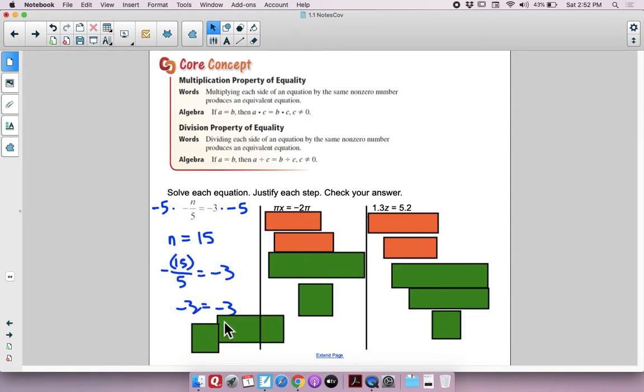You end up getting negative, and then 15 over 5 is negative 3. Negative 3 equals negative 3. Check, check. Okay. Now, this looks weird, right?